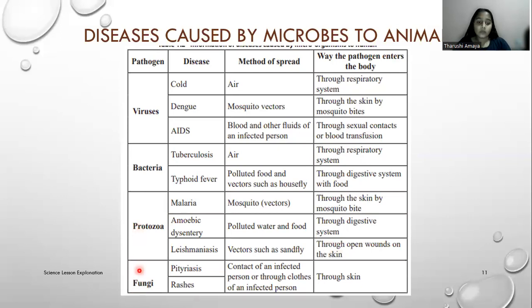And let's move on to the last pathogen, called fungi. The diseases are pityriasis and rashes. They are spread by contact with an infected person or through the clothes of an infected person. The way they enter the body is through the skin.